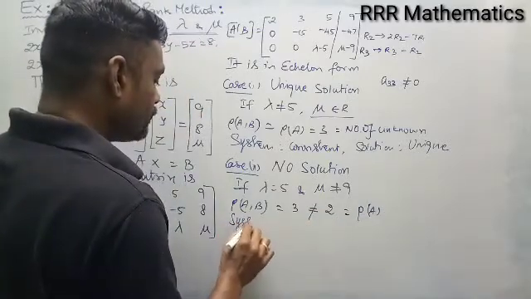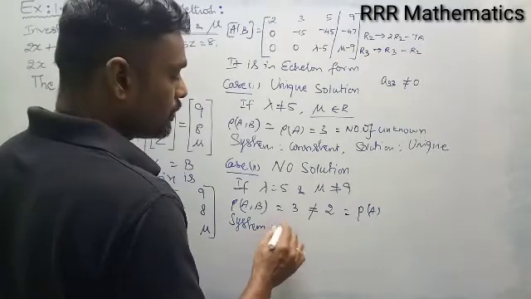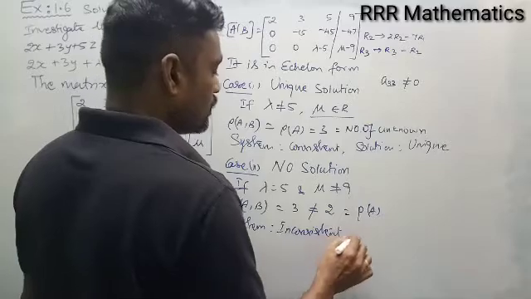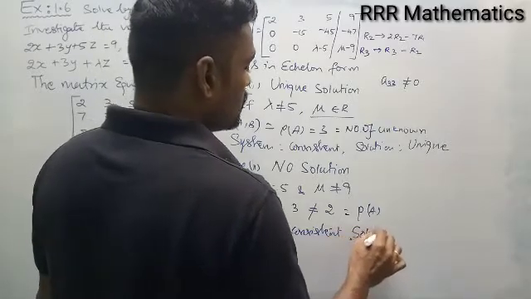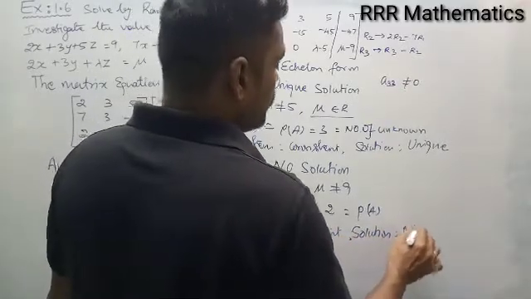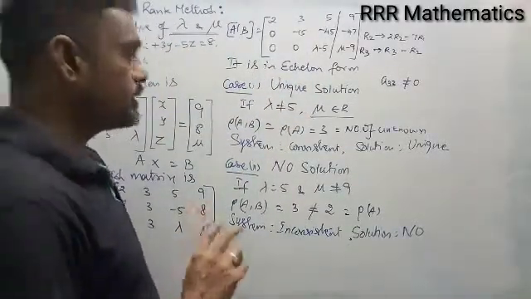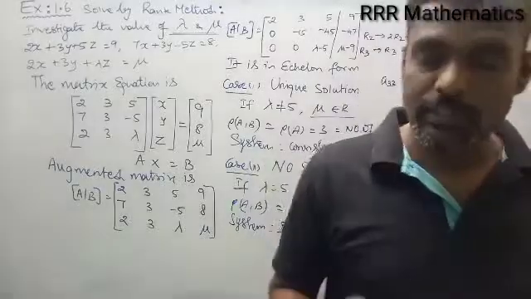So the system is inconsistent, no solution. So the word inconsistent will come only in case of no solution. Here we discuss 2 cases, unique solution and no solution.